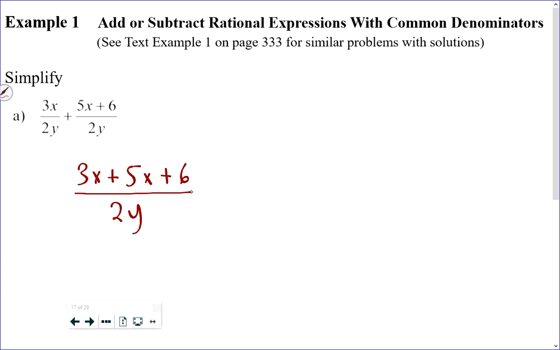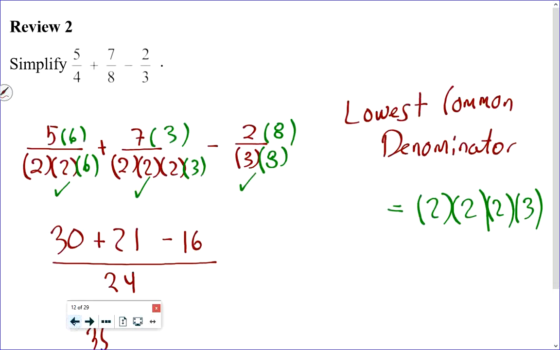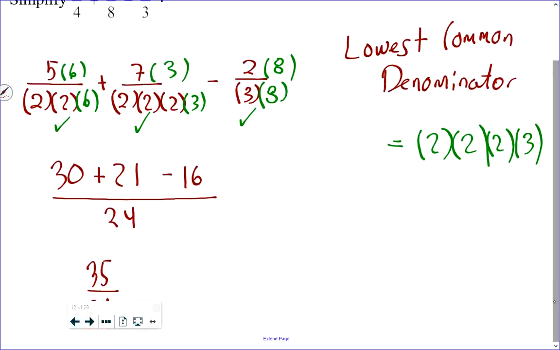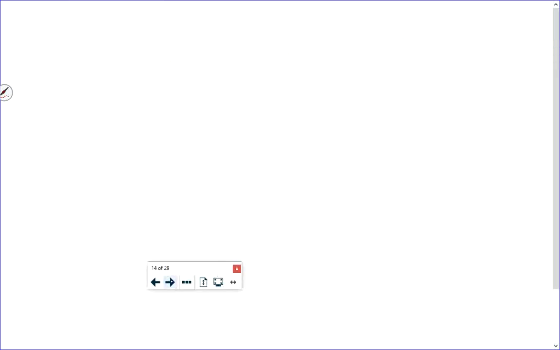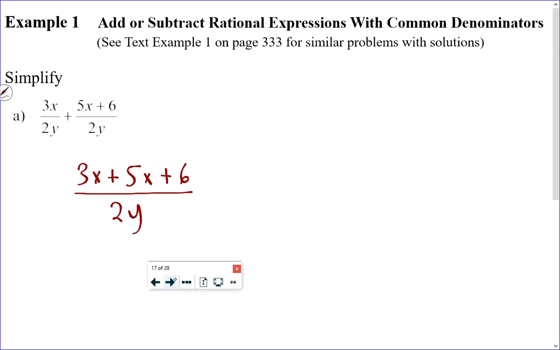Can I simplify the numerator? I mean, back here with this example that we did with the numbers, I got 30 plus 21 minus 16. I didn't leave it there. I figured out that that was 35, and that's why we ended up with 35 over 24, right? So if we do the same thing here, can I simplify the numerator? Definitely. What am I going to do here, Gustav?